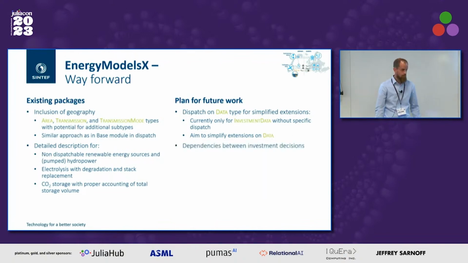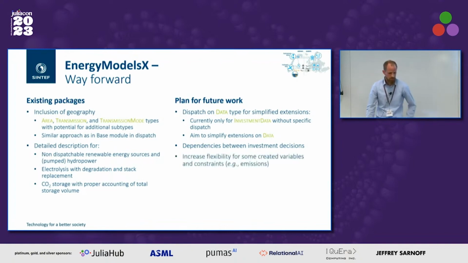Similarly, we want to have a few things like dependencies between investment options. You have to retire A before you can invest in B, which in the current framework takes a bit of time to think about how we can include that best. And also work a bit more on further flexibility for variables which we consider to be global for the system, like emissions and constraint calculation for these ones.